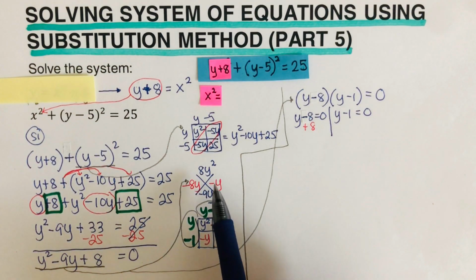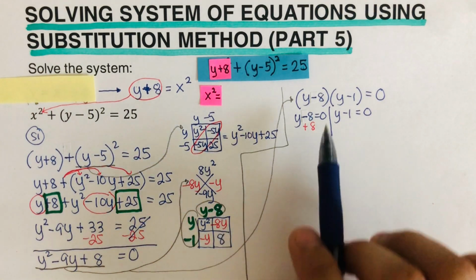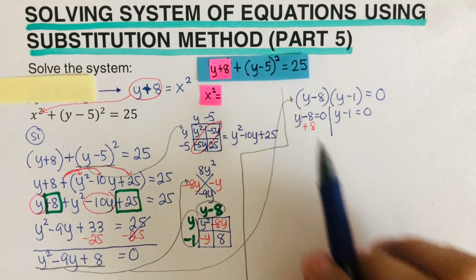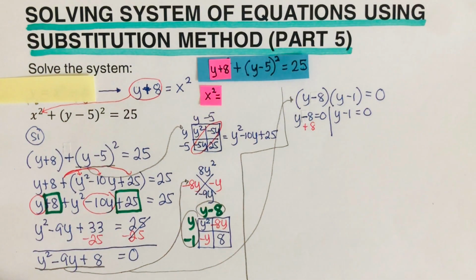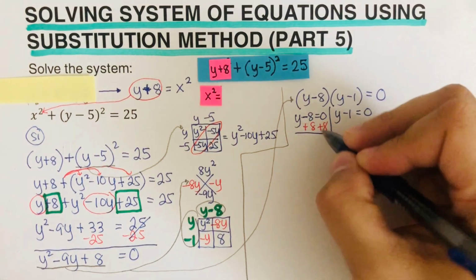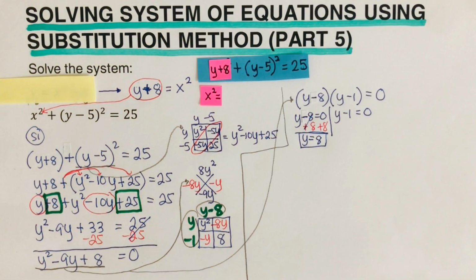After I did all the box and diamond in order that I can factor this, the factored form for this is y minus 8 and y minus 1, so I wrote that up here. I'm going to use the zero product property in order that I can solve for y. So what I did was I need to add 8 to both sides and then plus 8 here. So then y comes out equal to positive 8. So this is the first value for y.